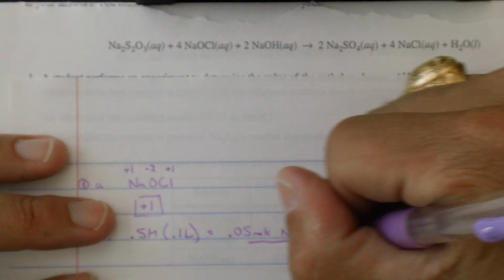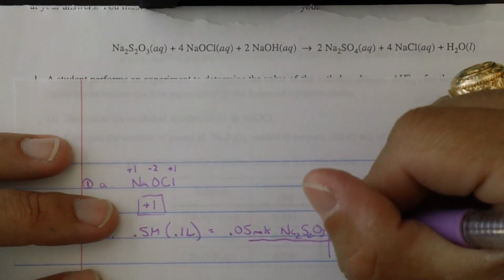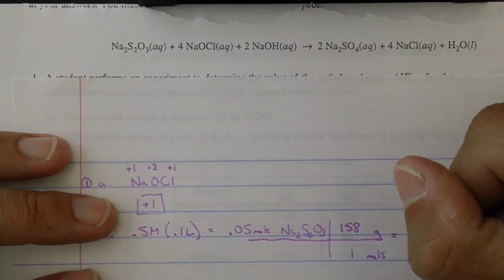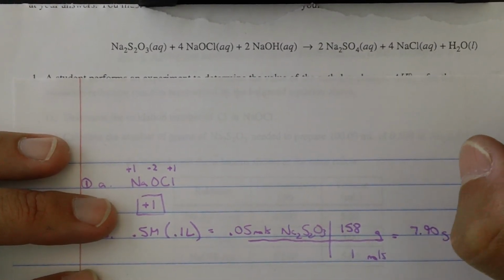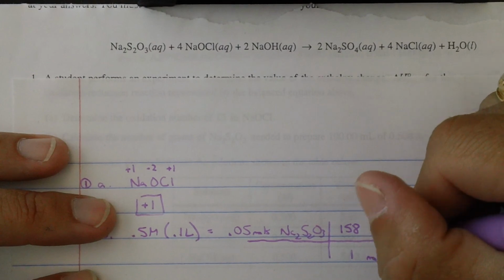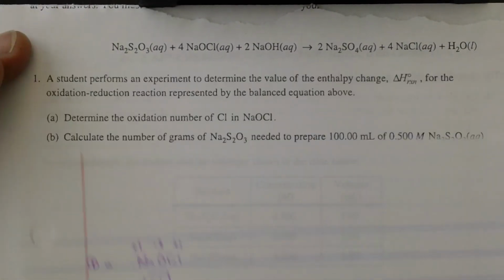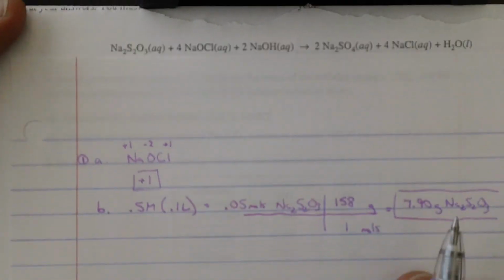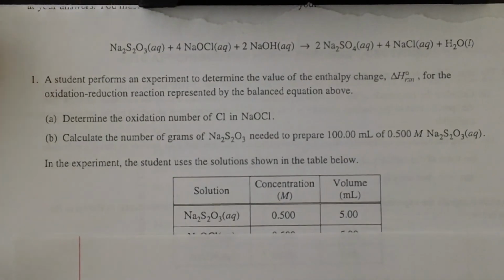They don't want moles, they want grams. And so moles come down, grams on top. It's 1 mole per, I believe it's 158 grams. That gives us 7.90 grams of Na2S2O3. Make sure you get units on stuff. Units, units, units, units. These guys, 5 sig figs here, 3 sig figs there. When in doubt, 3 sig figs. But 3 is the least of those. That's the proper number of sig figs for that particular problem.